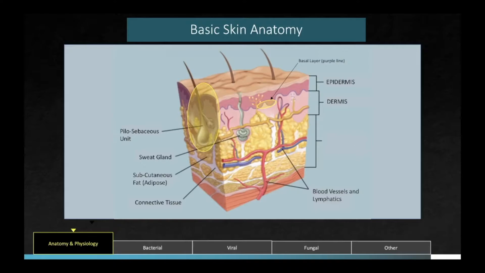The next layer of skin is called the subcutaneous layer, or the hypodermis. This layer is composed of loose connective tissue, lymphatic vessels, blood vessels, and fat.